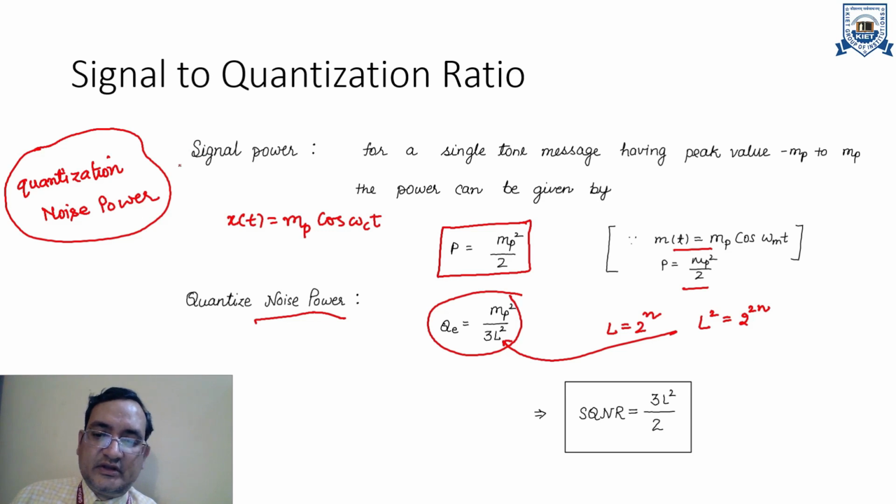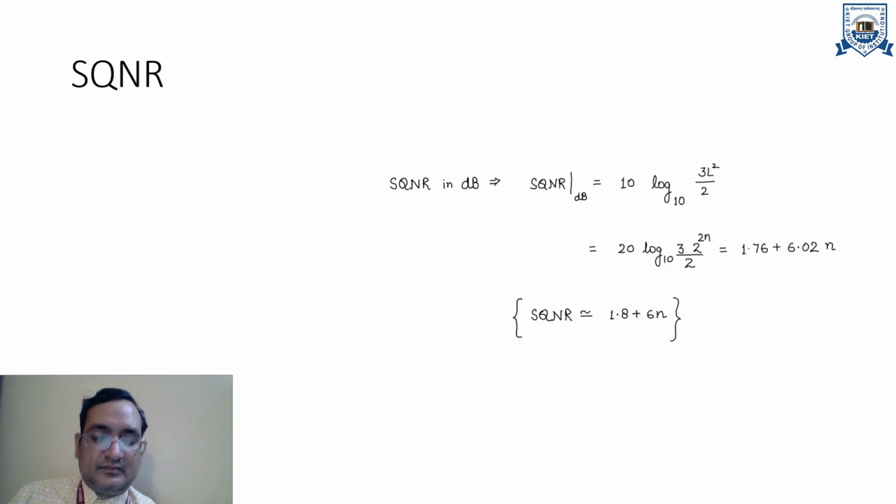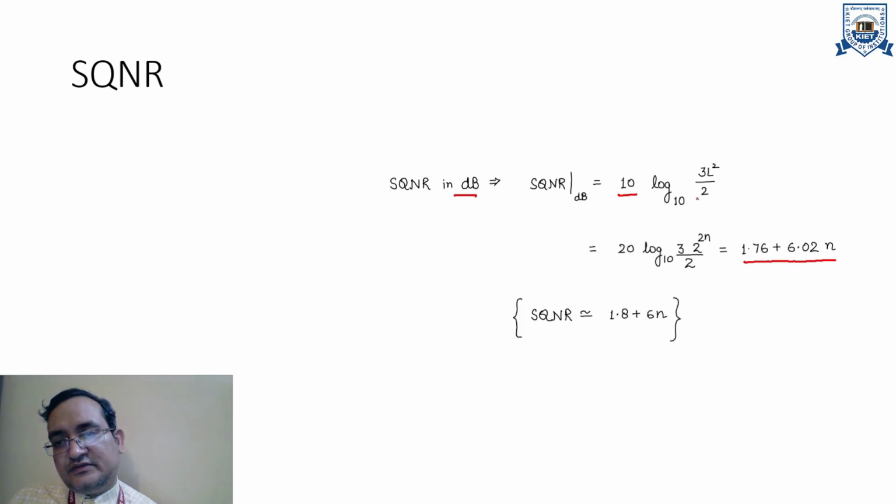If the required number of levels is comparatively low, then the signal to quantization noise ratio will be low. The ratio of power, so I can also represent it in dB, will be 10 log base 10 of 3L square divided by 2, because these are powers. So this is the equivalent value of 3L square by 2 in terms of log. So SQNR for PCM will finally be approximately equal to 1.8 plus 6n dB.